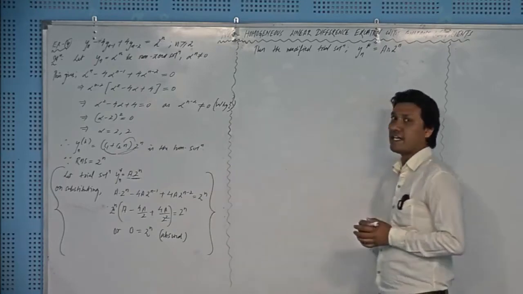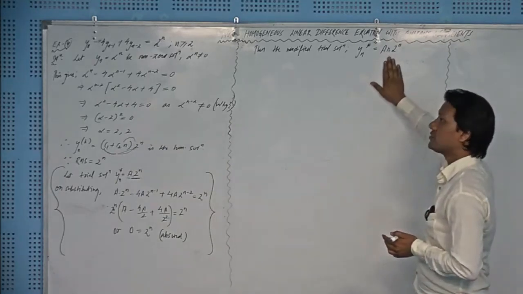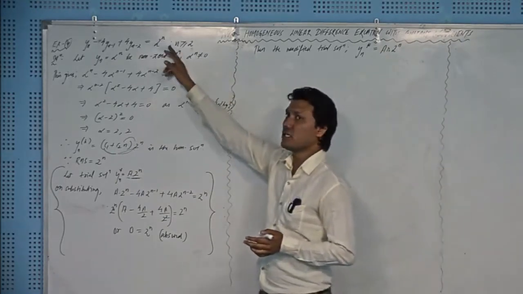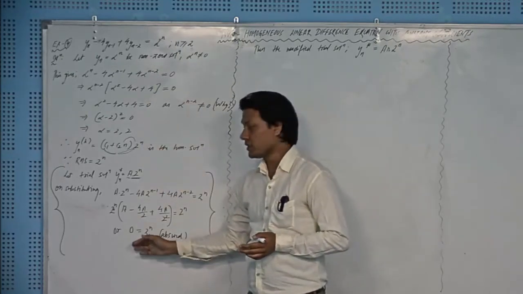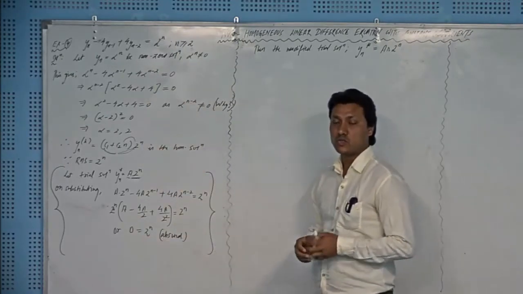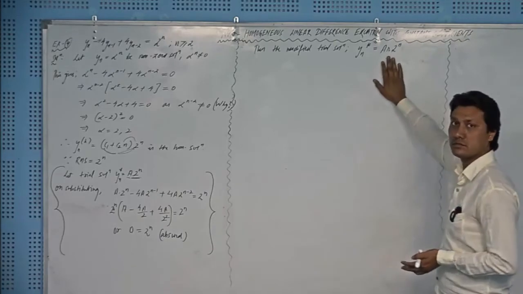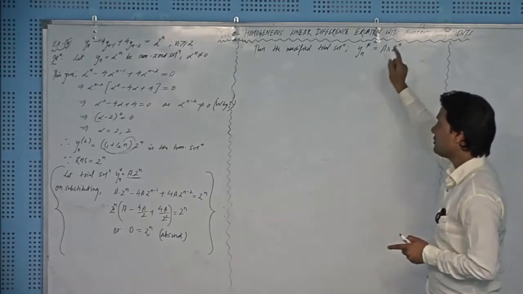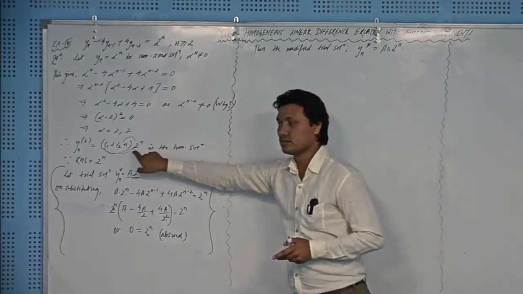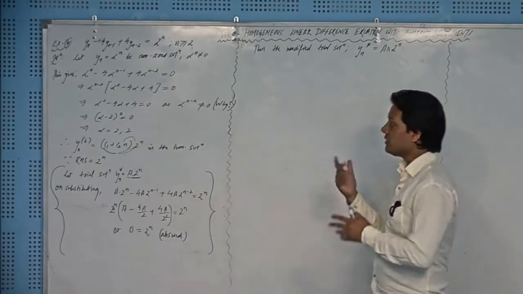It indicates that if I plug this trial solution into my difference equation, the same situation will happen again. I will get 0 equal to 2 to the power n, right? So again this will not work, because this term is already present in the second term of the homogeneous solution. So I will modify it again.